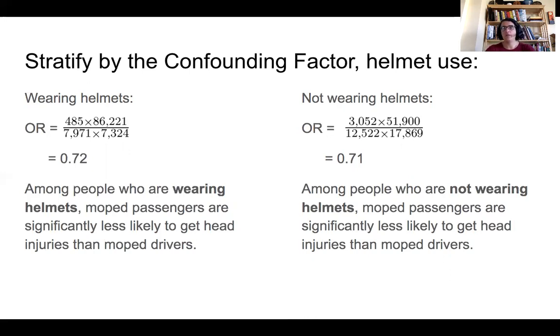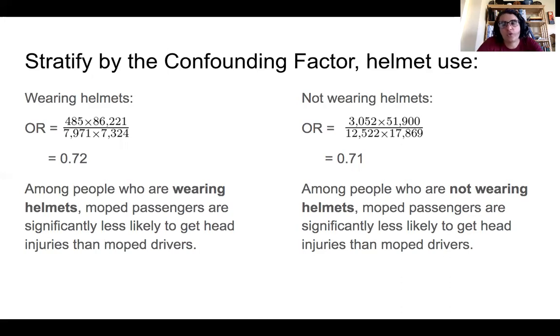Similarly, when you look at all the doofuses who weren't wearing helmets, some of them drivers, some of them passengers, in that group, you get, in this case, actually a strikingly similar odds ratio of 0.71. So that says among people who were not wearing helmets, moped passengers are significantly less likely to get head injuries than moped drivers. And since those two odds ratios in this case are so similar, we can say, look, being a passenger clearly is protective. Once you've taken helmet use into account, you would get an odds ratio of about 0.7.